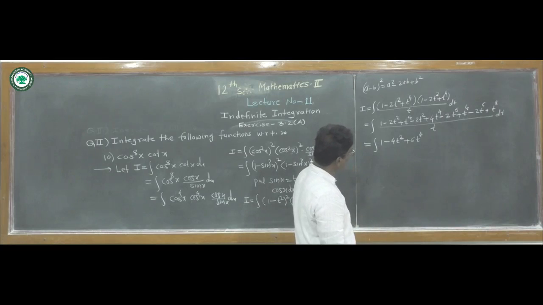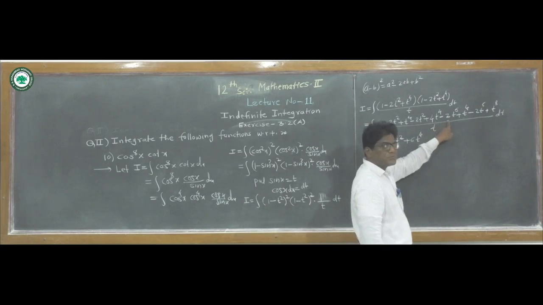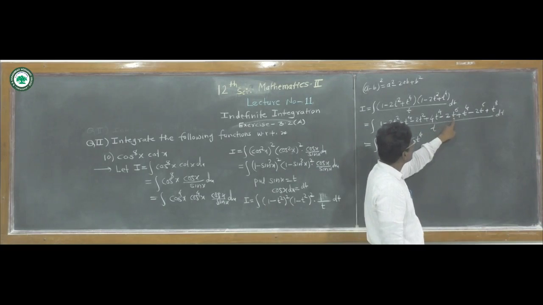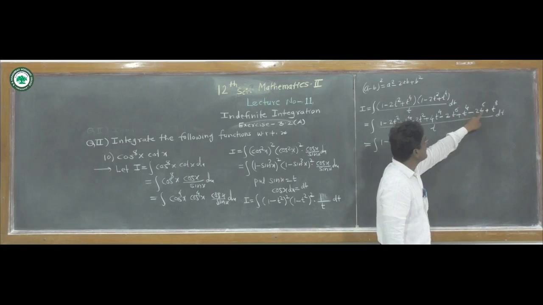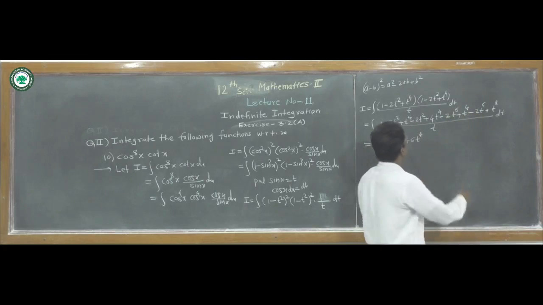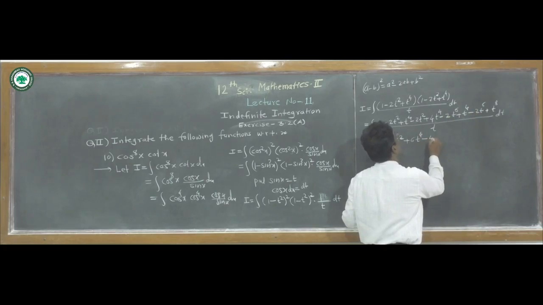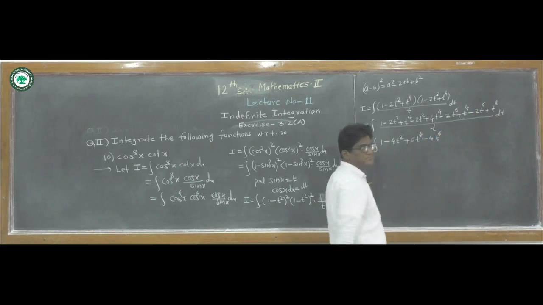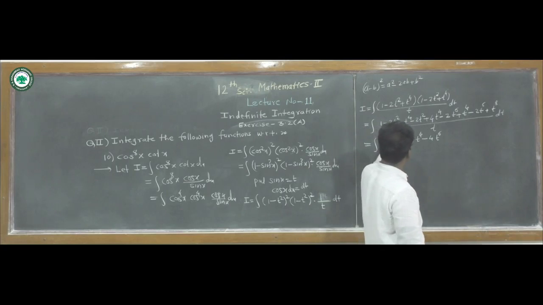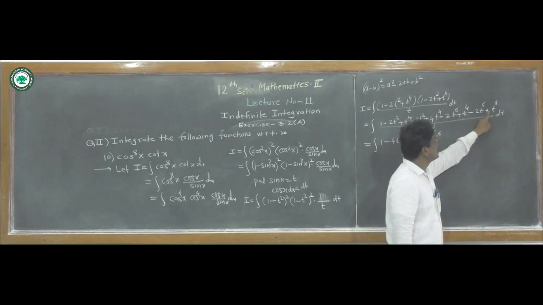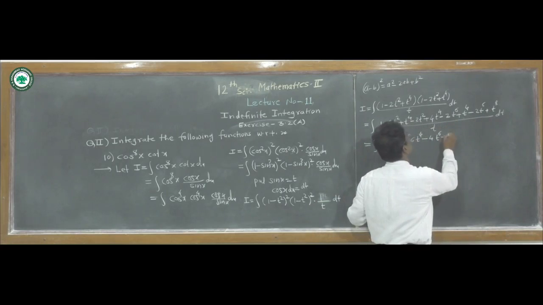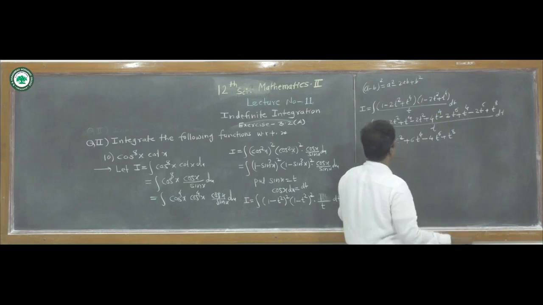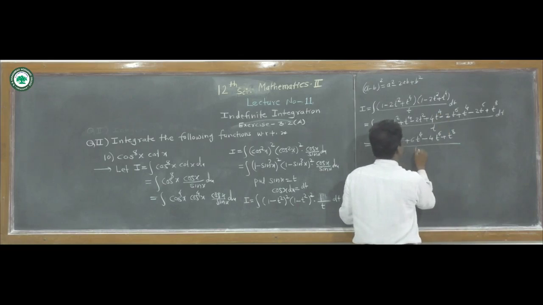Now here collect the terms of t to the power 6. Here minus 2 into t to the power 6 and minus 2 into t to the power 6. Minus 2 minus 2, that is minus 4t to the power 6. Get it? Now here collect the term of t to the power 8, and there is, I think, a single term here, plus t to the power 8. T to the power 8 divided by t dt.